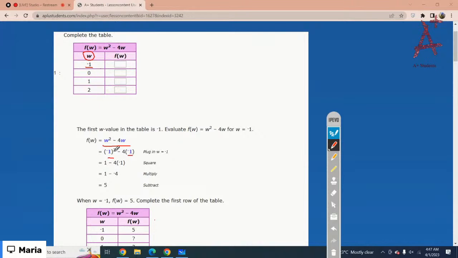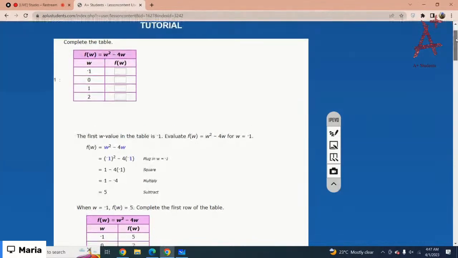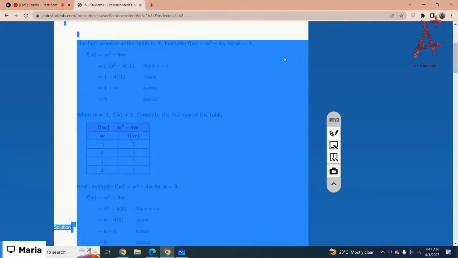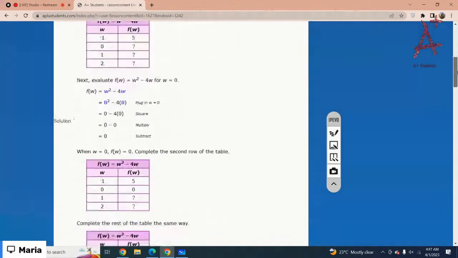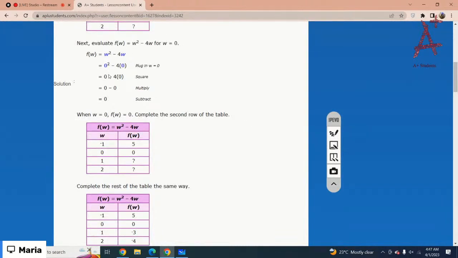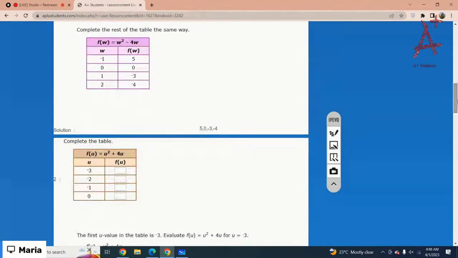Then the second one is 0. Replace the w with 0, and it would be 0. That means when w is 0, f of w is 0. The next one is you have to calculate for w equals 1. Just replace the 1 in the function the same way you replaced 0. That means when w is 1, f of w is negative 3. When w equals 2, f of w equals negative 4. That's how you have to complete the table.